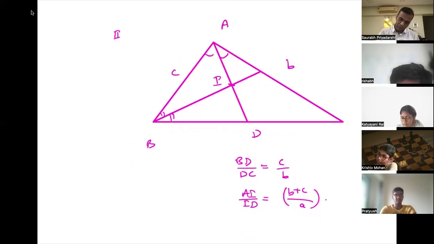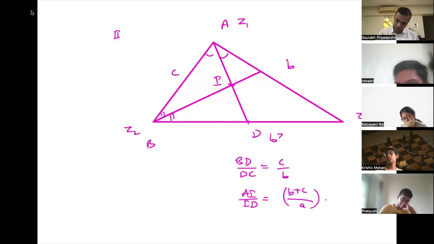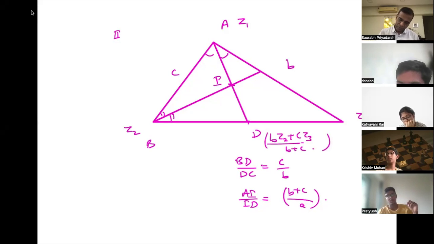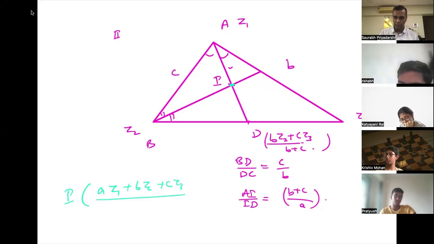So if this is Z1, this is Z2, this is Z3, this will be B Z2 plus C Z3 upon B plus C, and then by ratio proportion AI is to ID is B plus C is to A. So this I will be A Z1 plus B Z2 plus C Z3 upon A plus B plus C.